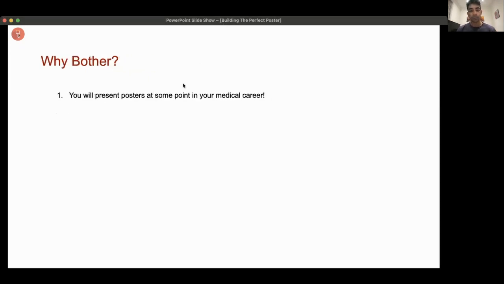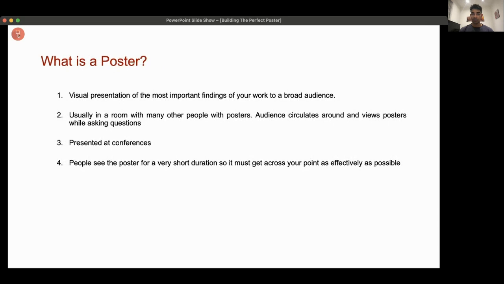So we'll start off with why you care about posters. And it's because you need to present one at some point or the other in your medical career, whether you're doing research, whether you want it for the specialty application points. And like the participant asked in the chat what a poster is, I think it's in here. Yeah, what is a poster?